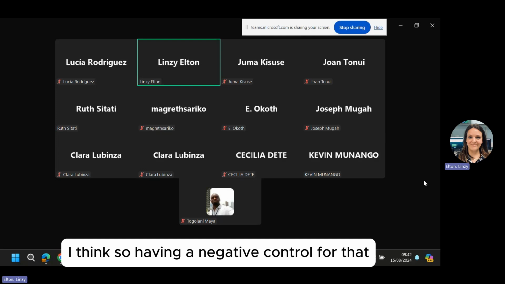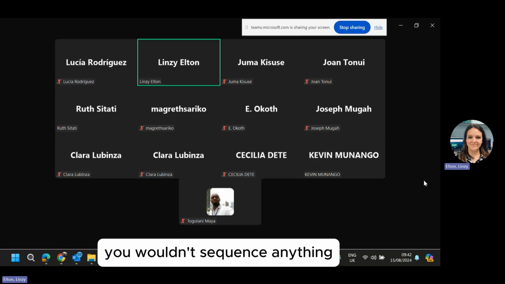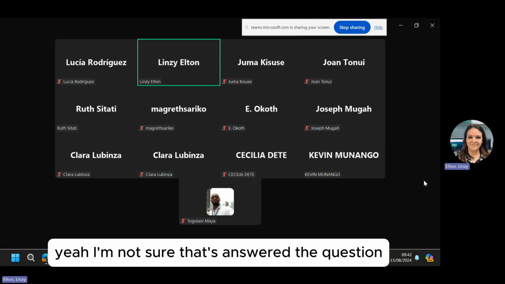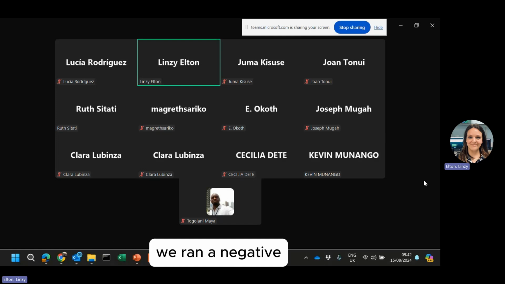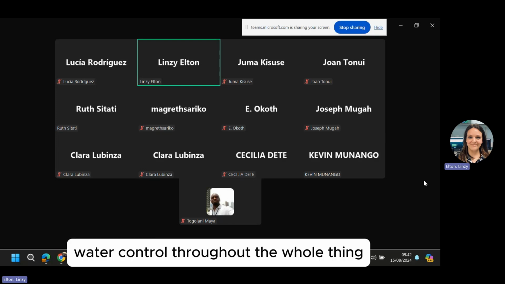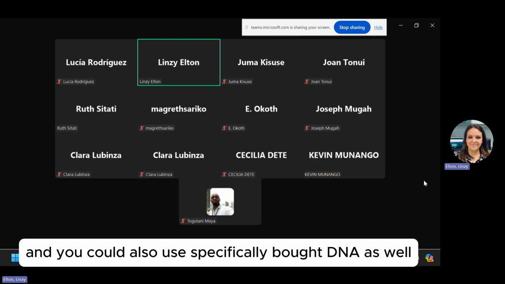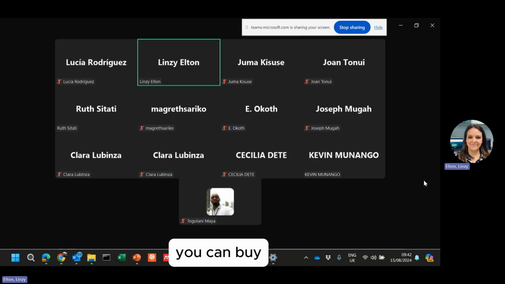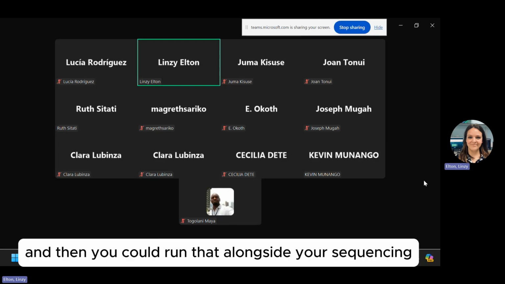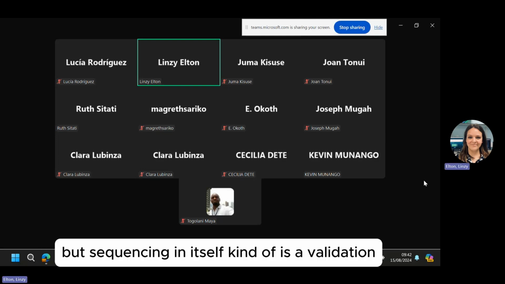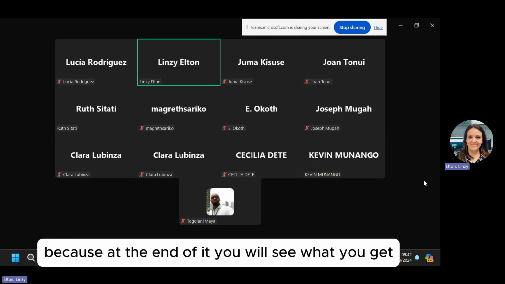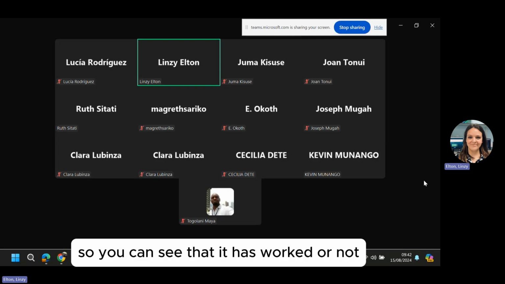So having a negative control for that, and also, you wouldn't sequence anything, so you would know that hadn't worked because you can see how many reads you get for each barcode. I'm not sure that's answered the question, but that's how we did it anyway. We ran a negative water control throughout the whole thing, and you could also use specifically bought DNA as well. So you can buy DNA from H37RV, and then you could run that alongside your extracted samples in your sequencing run. But sequencing in itself is kind of a validation because at the end of it, you will see what you get. So you can see that it has worked or not.